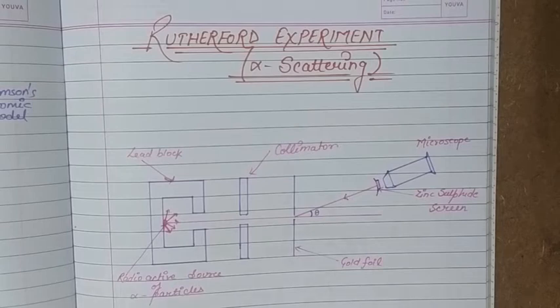performed this experiment on the scattering of alpha particles by the help of thin foils, and they obtained some important results for the structure of the atom from this experiment. So they performed the alpha scattering experiment. First of all, we have to know about the alpha particle.